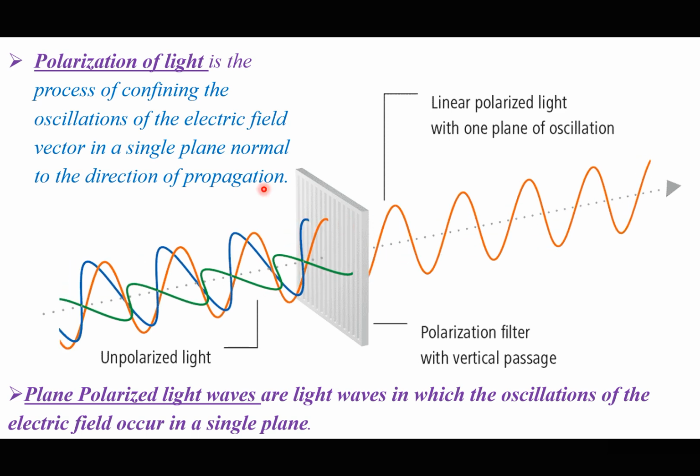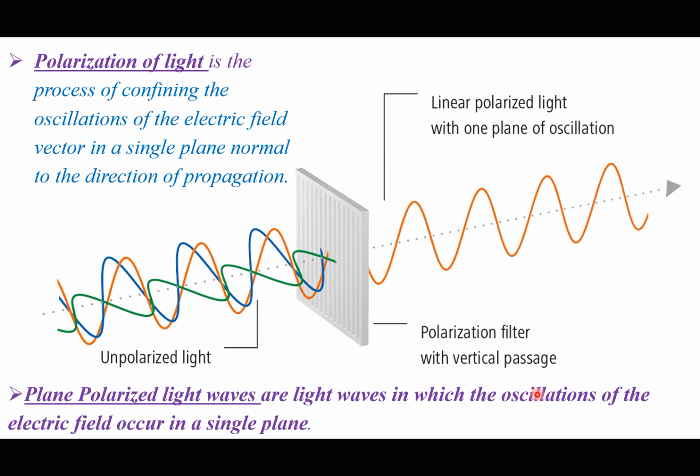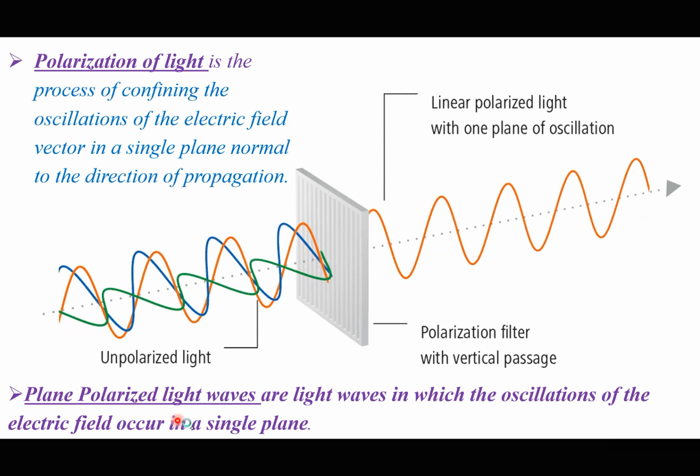So you can define plane polarized light waves in an exam as light waves in which the oscillations of the electric field occur in a single plane.